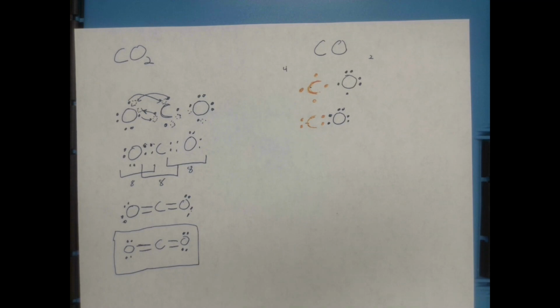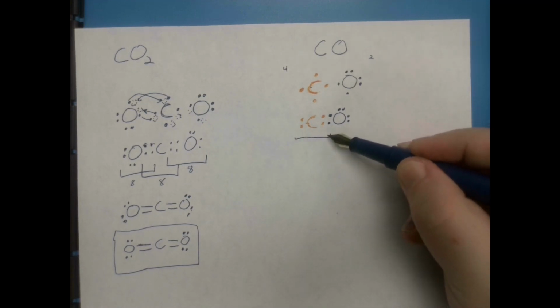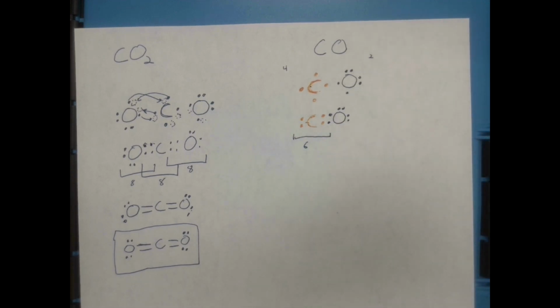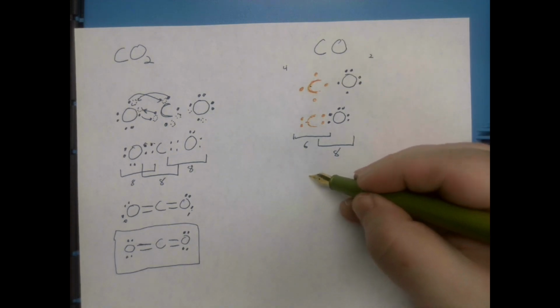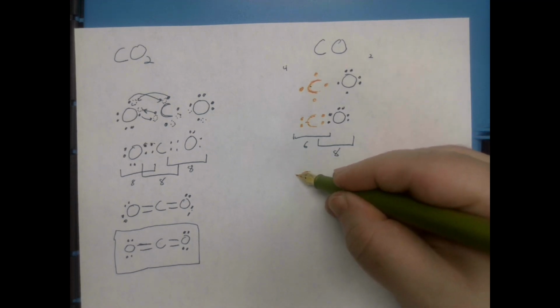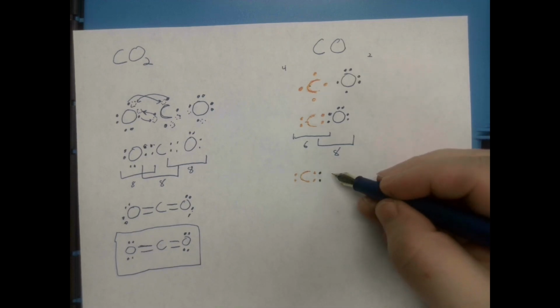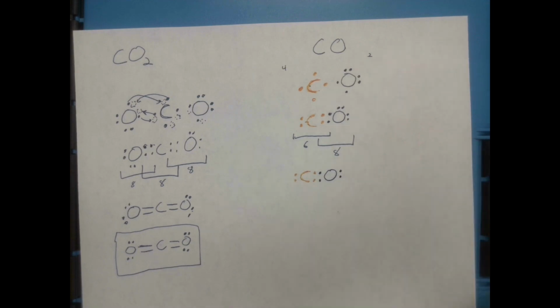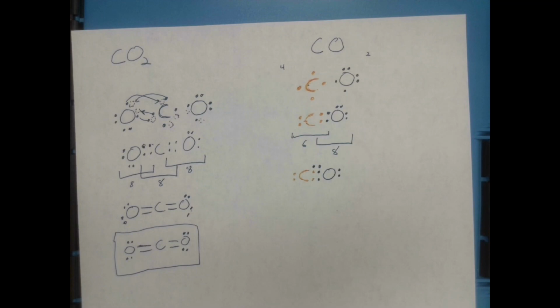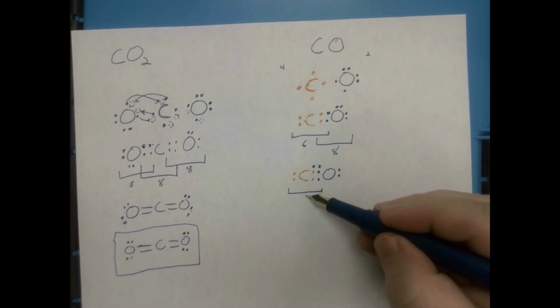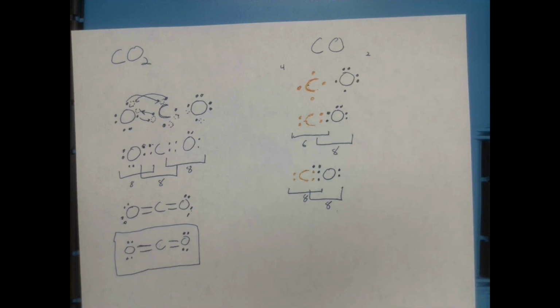Right? So let's look at the octet rule so far. This carbon only has 6 electrons. This oxygen has 8. Every atom needs to have a total of 8. So what do you think the next step would be? Oxygen is going to give over 2 electrons here. So here we have 8. Here we have 8. Octet rule satisfied.